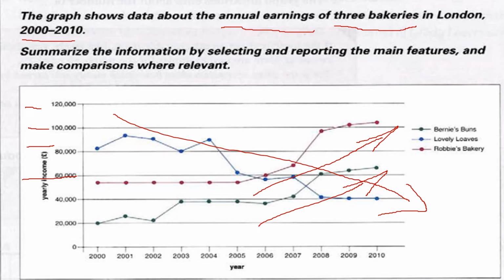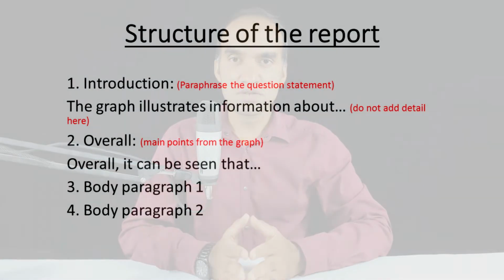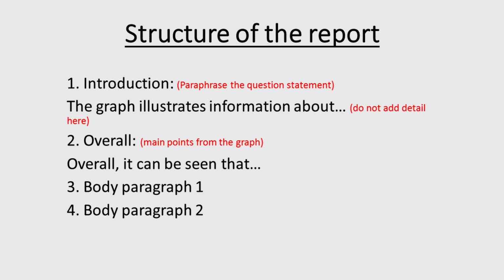Now that we have extracted the overall information, it's time to write down the intro. To write a clear and easy introduction, it's better to paraphrase the question that's been given. You may use these words to start the intro: The graph illustrates information about, etc. Don't give any detail here. You save the detail for the remaining paragraphs.